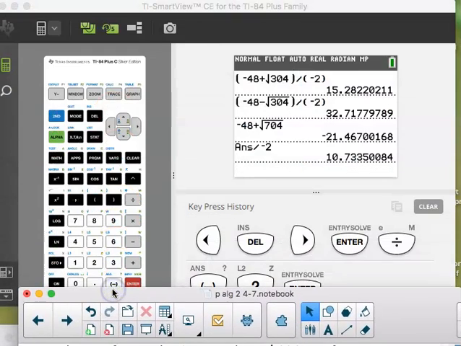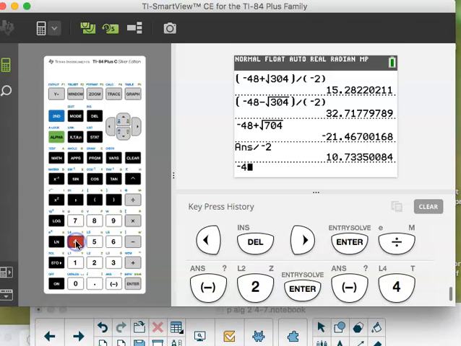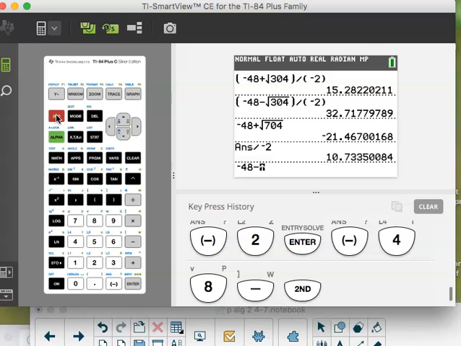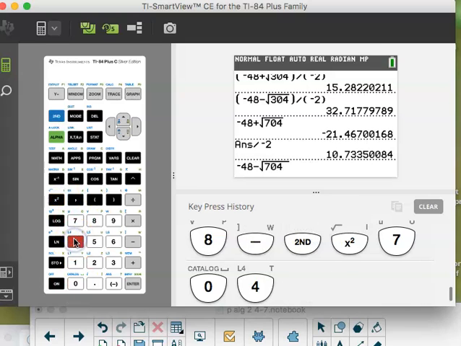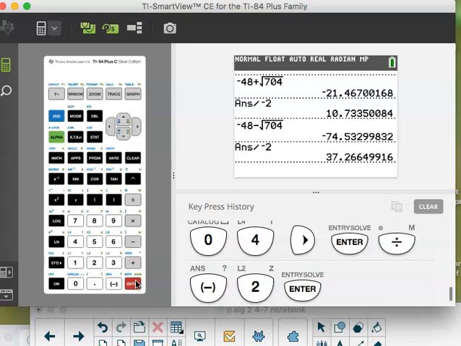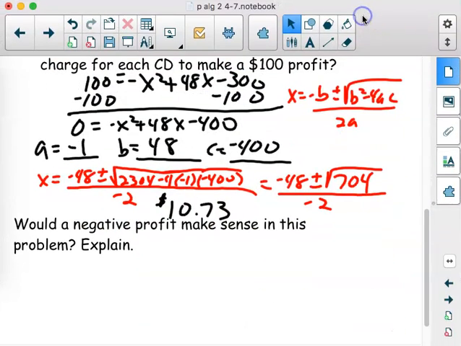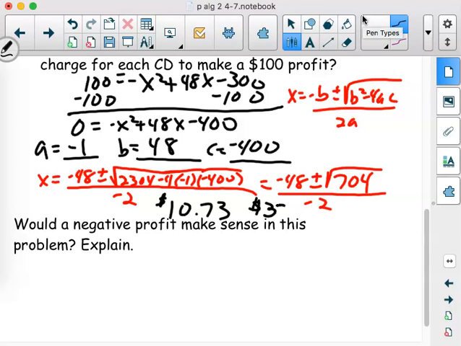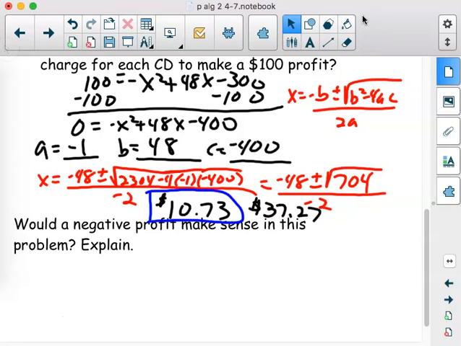So for the other one, we need to have negative 48 minus the square root of 704, and divide that by negative 2, and $37.27. But again, the direction said, what is the least amount that you can charge? And that's going to be the $10.73. So, hopefully we noticed when we went through these that we were taking a negative and dividing it by a negative, and that gave us a positive answer.